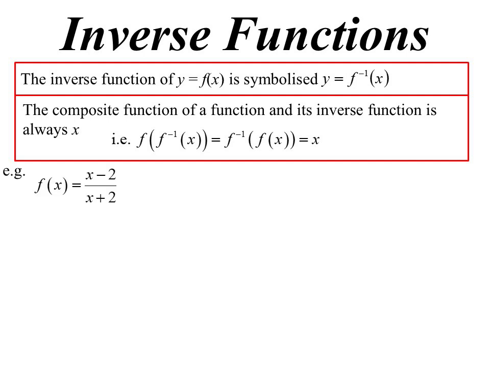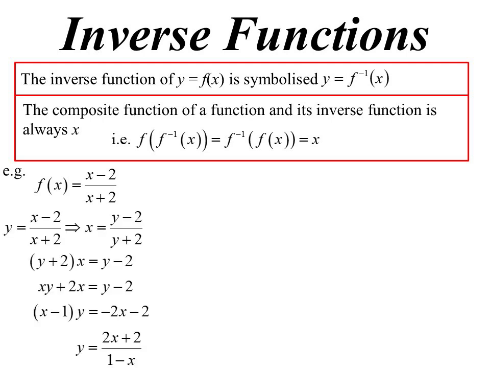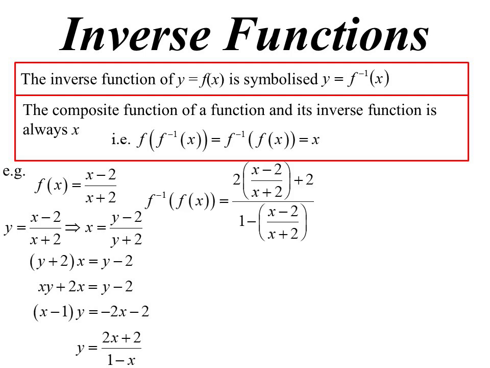There's our original function, x minus 2 over x plus 2. Let's work out what the inverse function is. So I'll swap the x and the y's around, and we'll make y the subject of that. Okay, there's my inverse function. So if I substitute the function into the inverse function, playing around with the algebra, the denominators are the same there, so multiply everything by x plus 2. Sure enough, that turns out to be x.